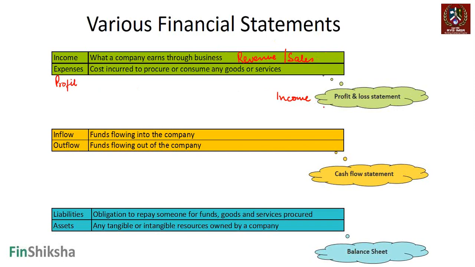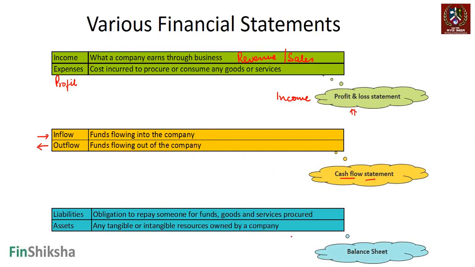Then sometimes the profit may not be exactly the same as the cash that comes into the system, right? To understand the cash that comes into the system, we use something called as the cash flow statement, where any money in cash terms flowing into the company is called an inflow. Any money in cash terms that is going outside the company is called as an outflow, right? We will look at more details as to how does this add value to our overall analysis at a subsequent point of time. But broadly, that's the contour of the cash flow statement.